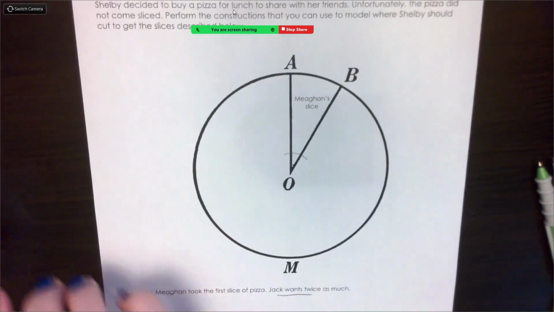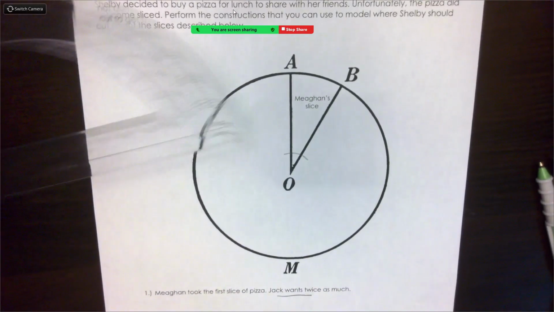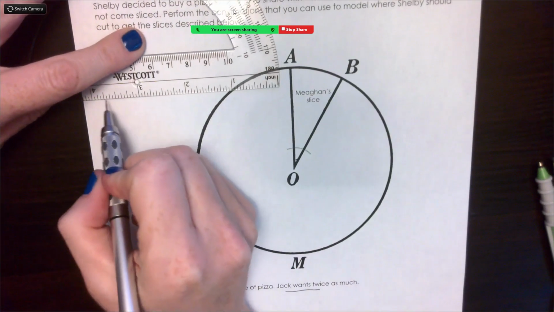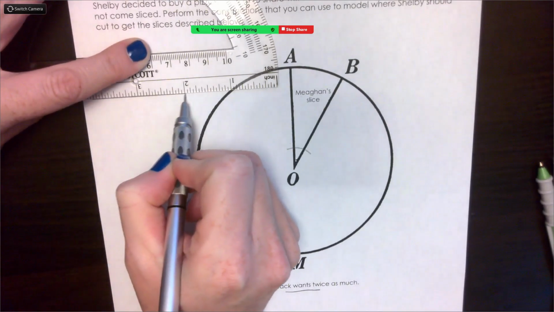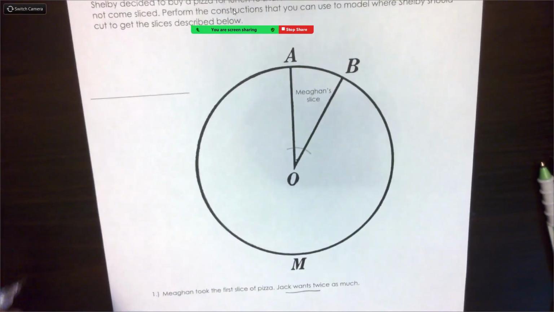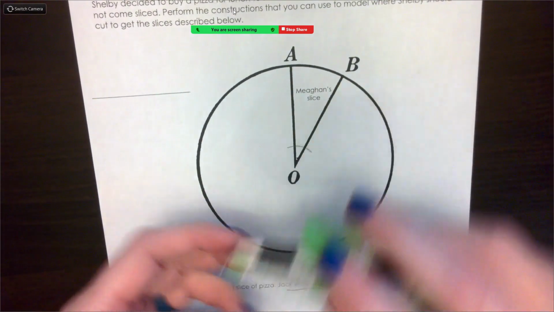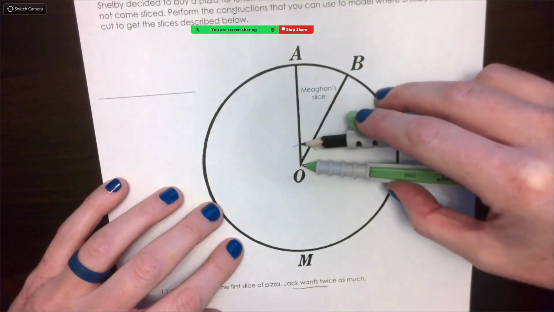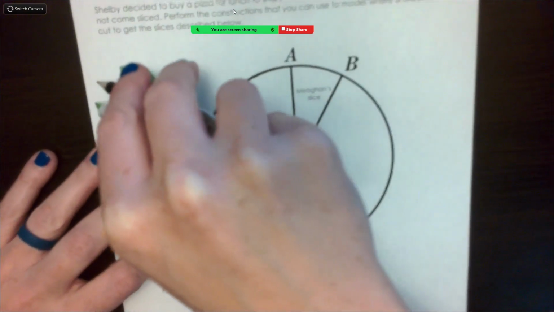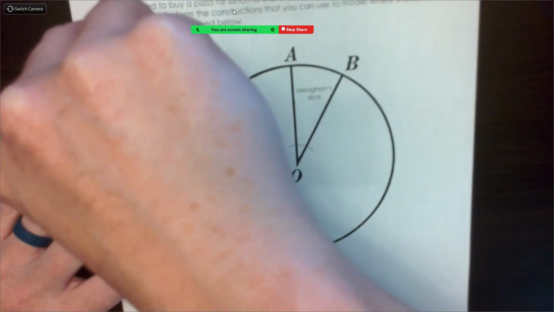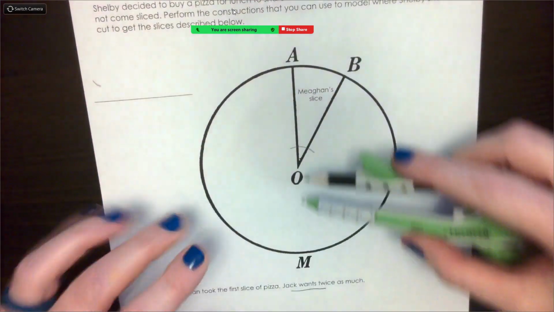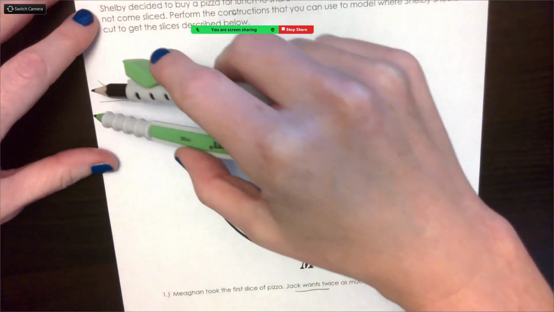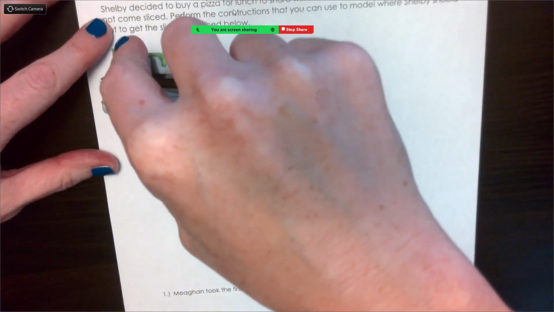Actually, you know what? Let's backtrack and do this how I had done this prior to starting our video. And I'm actually going to go ahead and create the angle for Jack. I think it's going to be a little bit easier for us here. Okay, so how do we create the angle for Jack? Well, I have Megan's slice. That arc is still very helpful. Okay, only I'm going to copy it the same way we did on the other page. Sorry, my compass always slips.